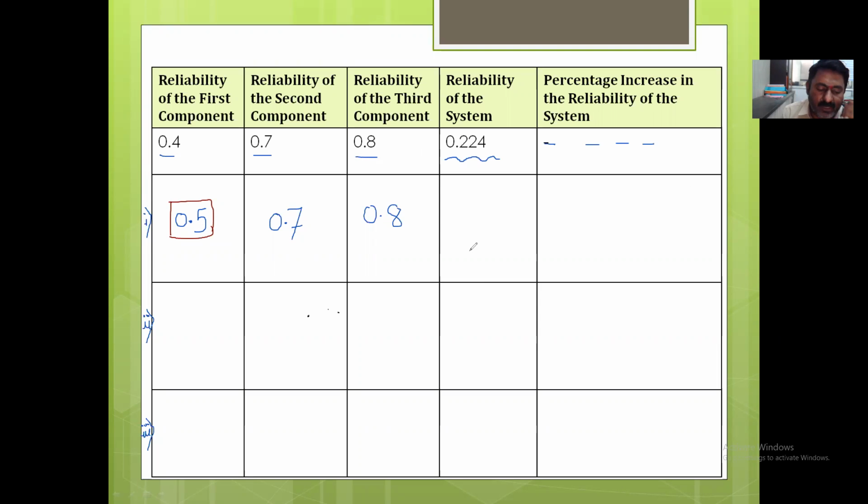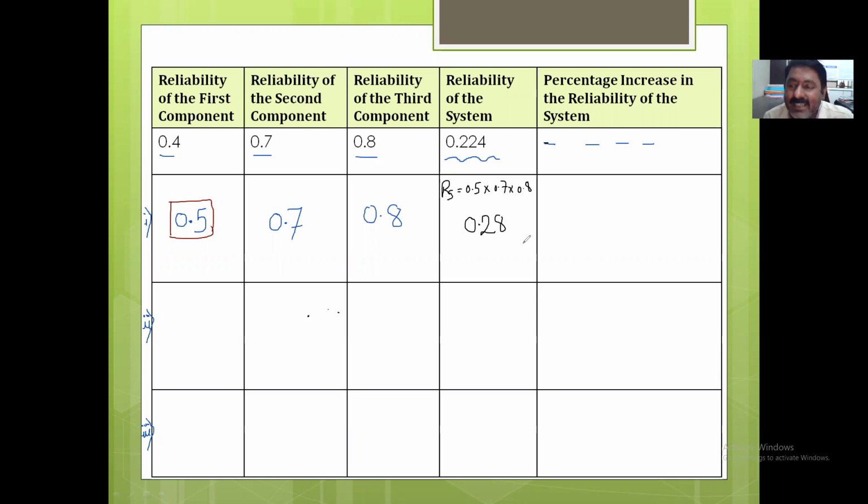Now I will calculate the reliability of the system. So 0.5 into 0.7 into 0.8. Just one example I will give, and the remaining two I will ask you. 0.5 into 0.7 into 0.8, so this is 0.28.